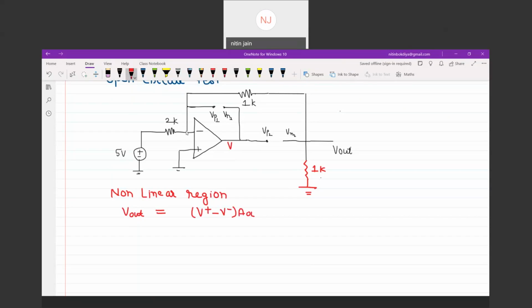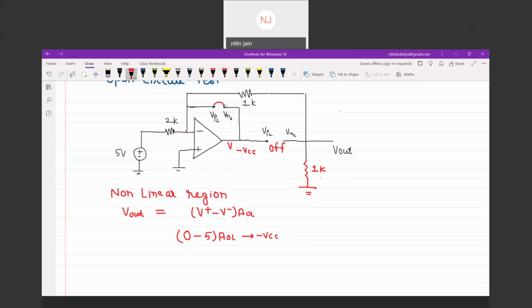So what is the value of V plus? V plus is connected to 0. V minus is connected to 5 volt because there is no current in the circuit, and AOL. So this is minus of VCC. If the output is minus of VCC, what does it mean? Output is minus of VCC means VP minus VN is negative. This diode is off and this diode is on.